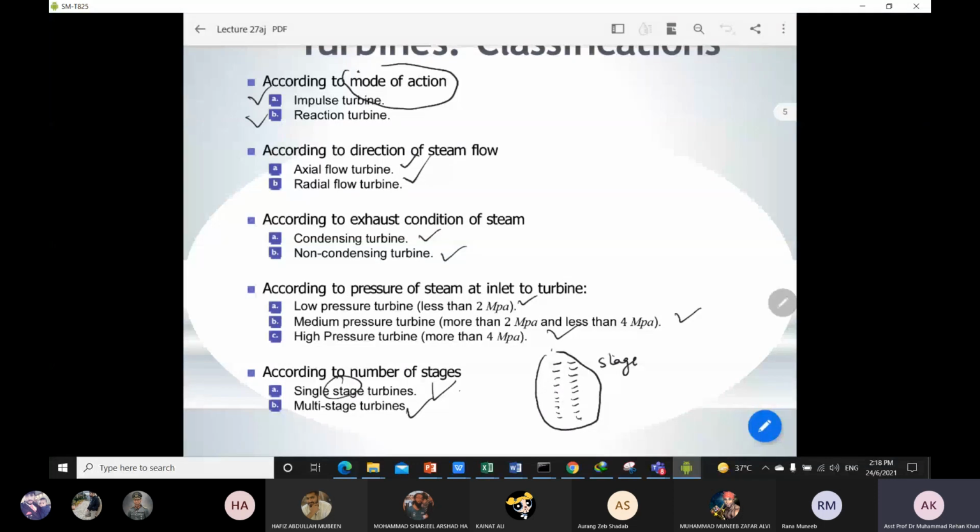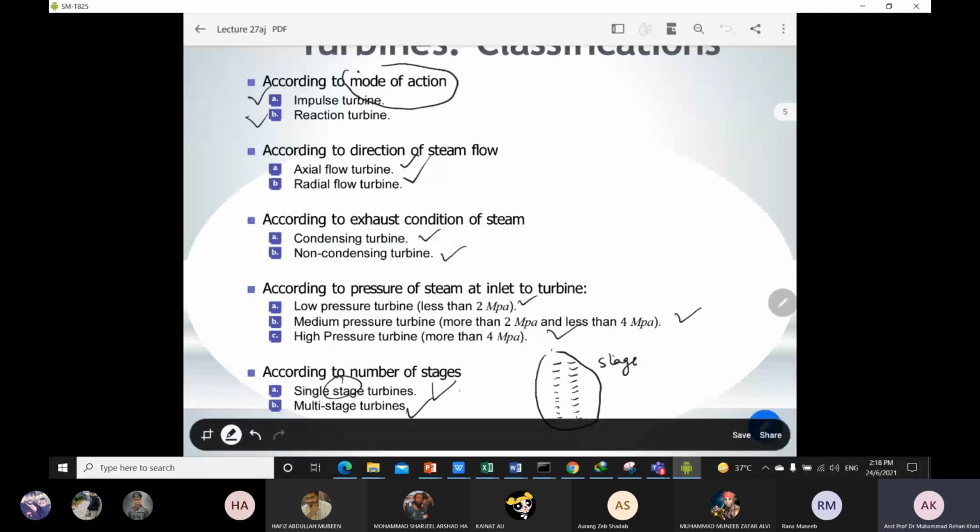In most turbines, we have different sets of moving blades and stationary blades. Collectively, these are called multi-stage turbines. So this is just an overview.